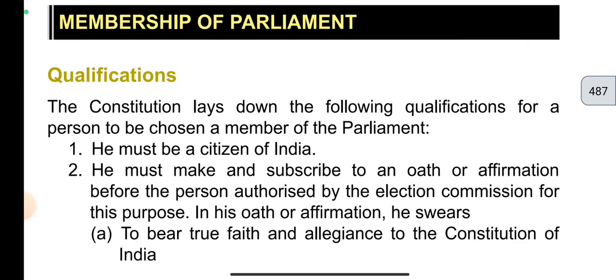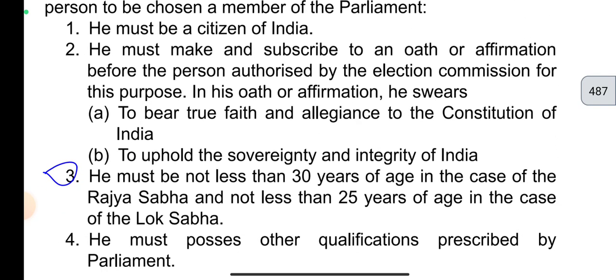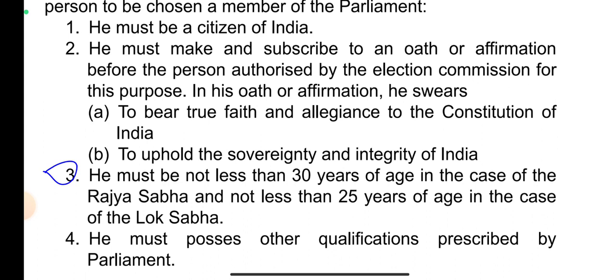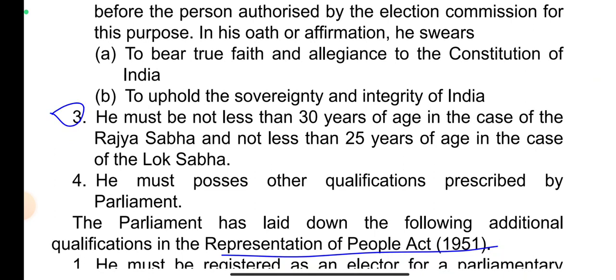Now, membership of Parliament: qualifications. The Constitution lays down the following qualifications for a person to be chosen a member of Parliament. He must be a citizen of India. He must make and subscribe to an oath or affirmation before the person authorized by the Election Commission for this purpose. In his oath or affirmation, he swears to bear true faith and allegiance to the Constitution of India, to uphold the sovereignty and integrity of India.